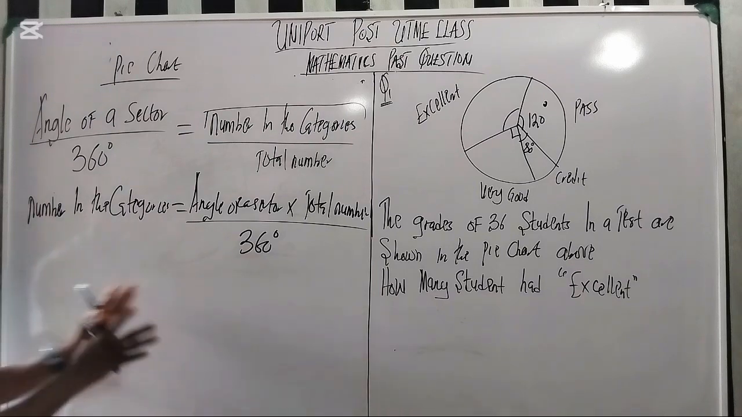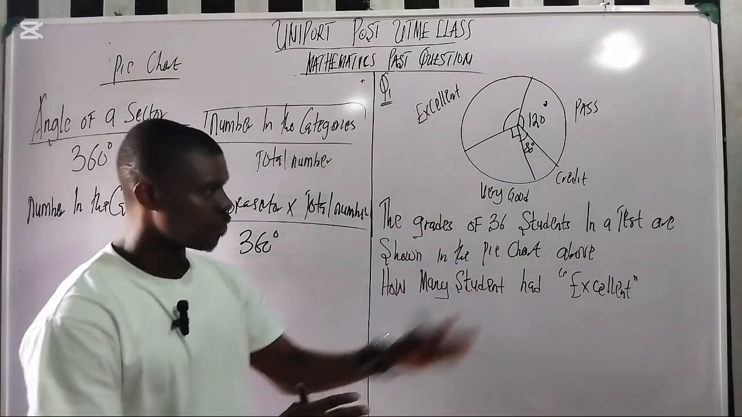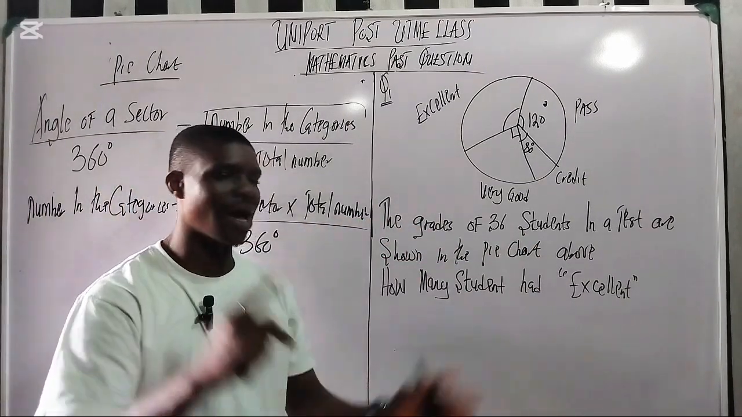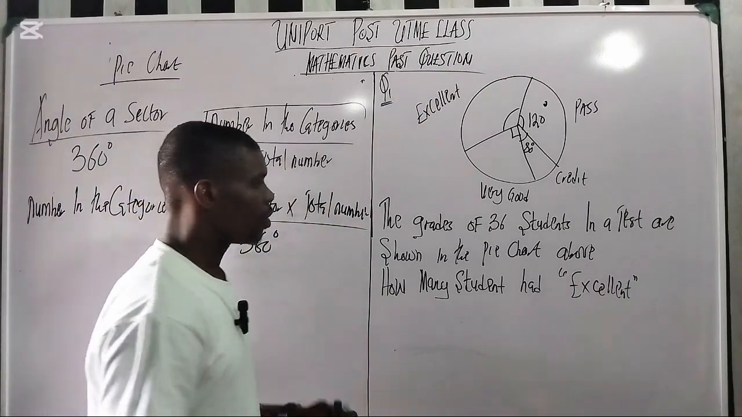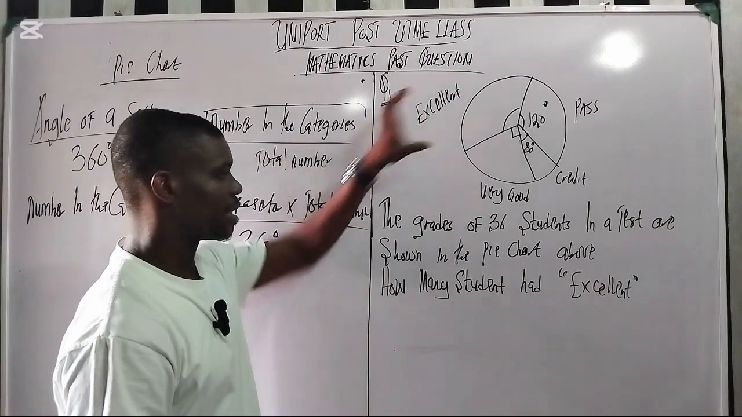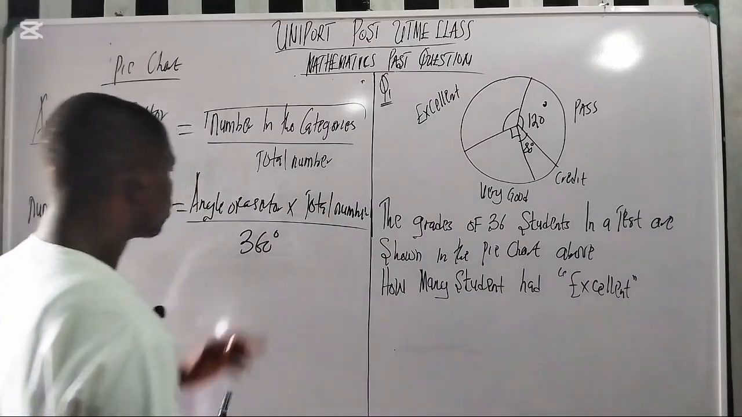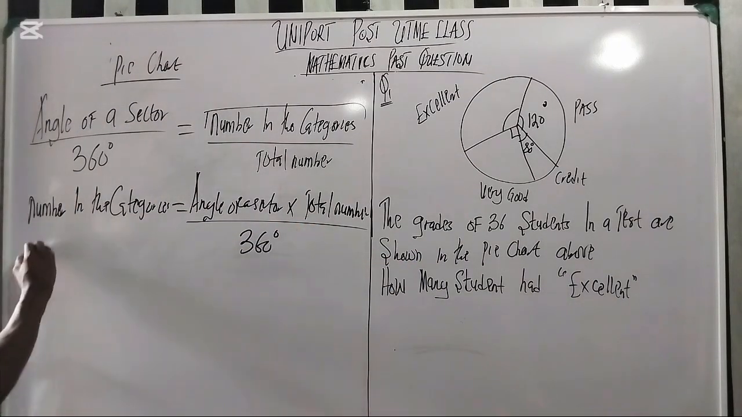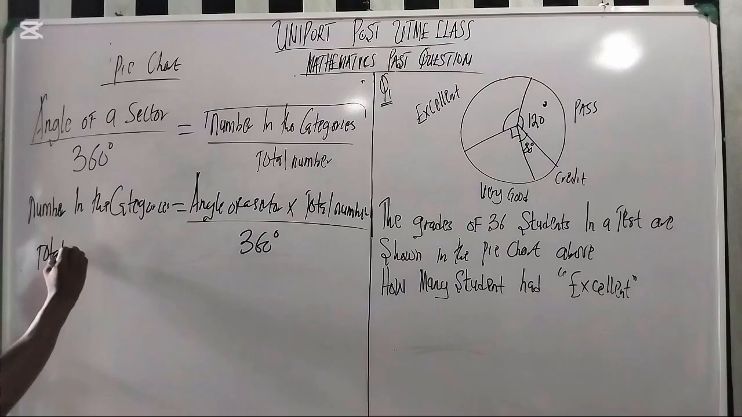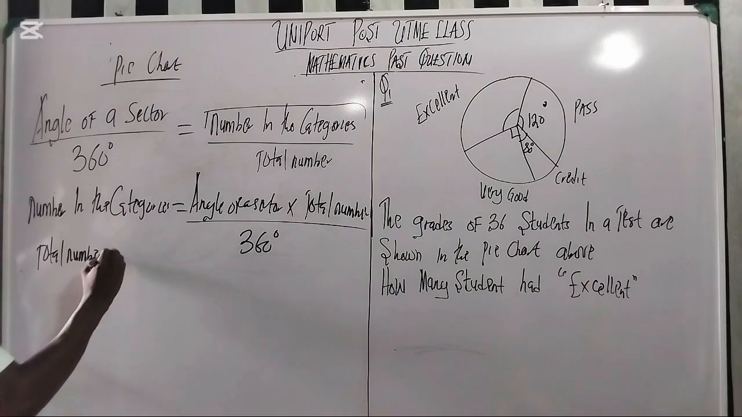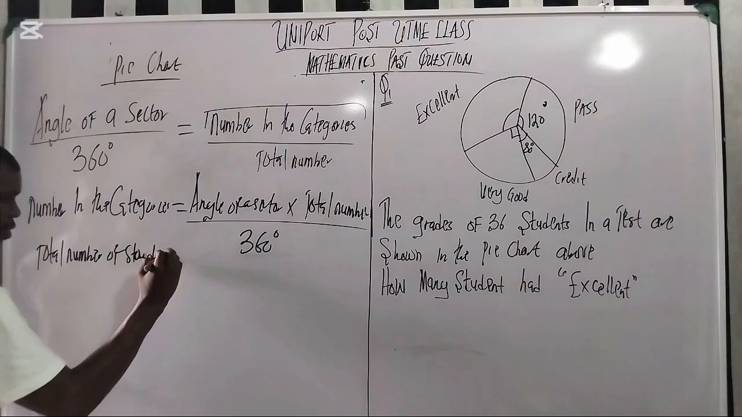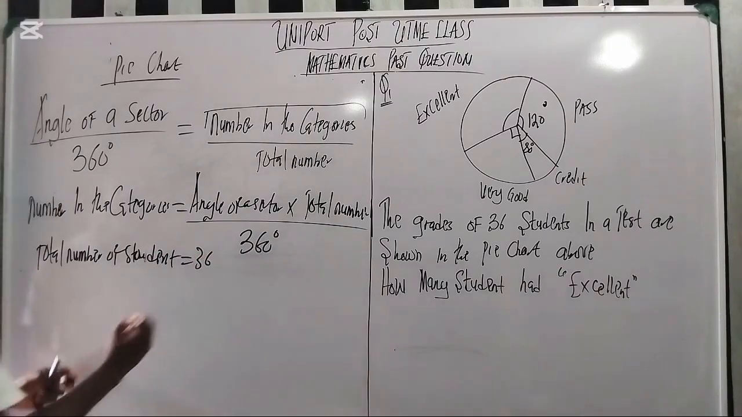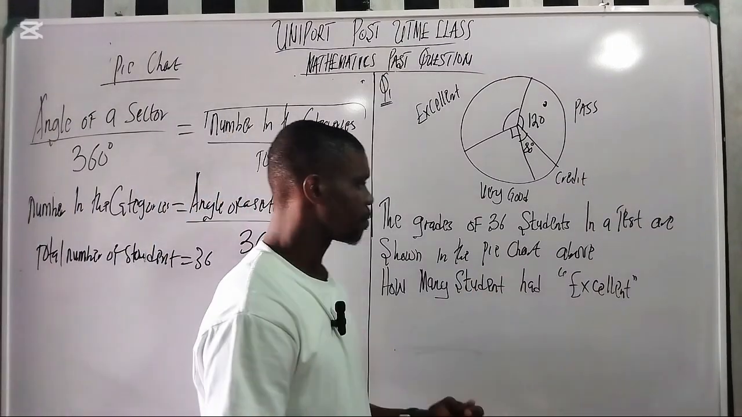Now with this, let's solve this problem. We have to solve two problems, this one and the second one, so that we understand very well. So look at it here. They are talking about excellence. So the total number of students equals 36.